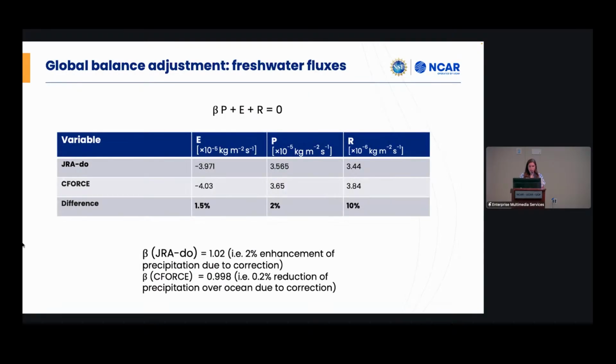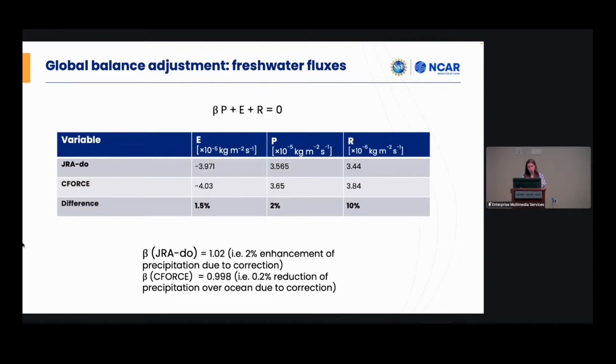For the freshwater, we also did the global balance adjustment for the freshwater fluxes. In the case of JRA55-do, when they were creating this dataset, they came up with beta, so that the precipitation, evaporation and the river runoff would all sum to 0. In our case, when we compare the global mean evaporation, precipitation, and runoff, our values for evaporation and precipitation are very similar to the corrected JRA-do reanalysis, but our runoff is larger.